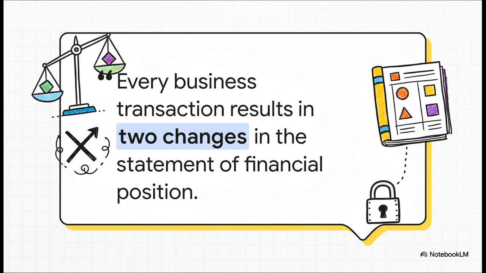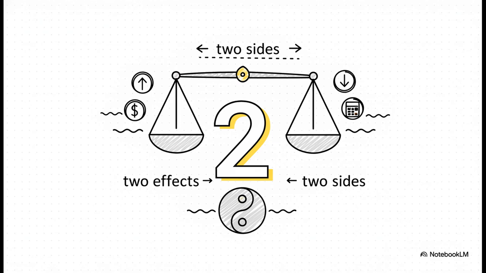If an asset goes up, something else has to move to keep that scale balanced, period. The source material really nails it with this quote: "Every single transaction leads to two changes." Just let that sink in for a second. This isn't just a suggestion or a good idea. It's a fundamental, unbreakable law of bookkeeping. So if you remember one thing, remember the number 2. There are always two sides to the story, two effects for every action. And that's what ensures the financial scale never, ever tips out of balance.